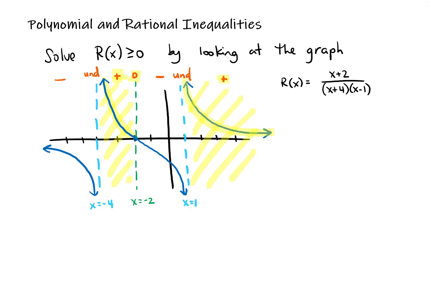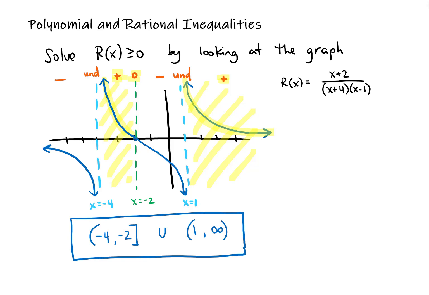And so we're going to say from negative 4 to negative 2. Once again, at negative 4, my function is undefined, so I'm going to use parentheses. At negative 2, my function is equal to 0, so I'm going to use a bracket. And then again, from 1 to infinity. At 1, my function was undefined. At infinity, we always use a parenthesis. And so this is my solution set in interval notation.